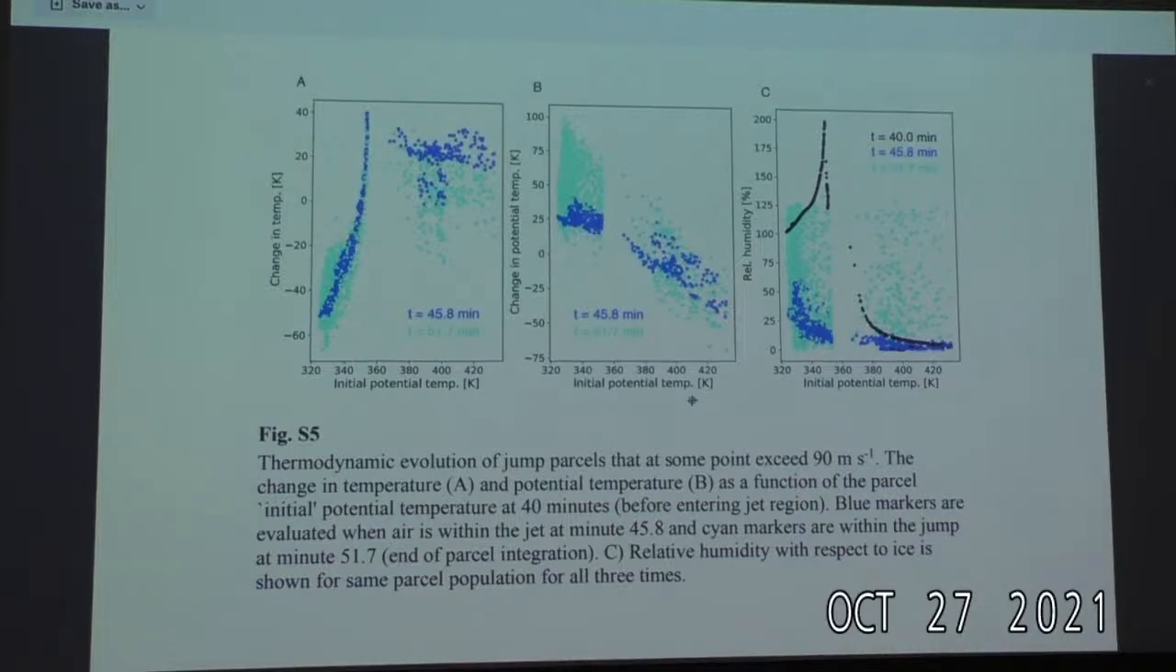Not really, because you're talking about potential temperature, not equivalent potential temperature. Theta E? Okay. Or equivalent potential temperature using ice, which is a little higher, yeah. Right. So, no, we didn't.